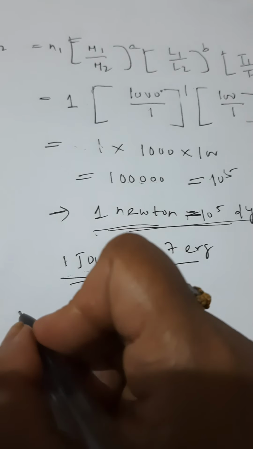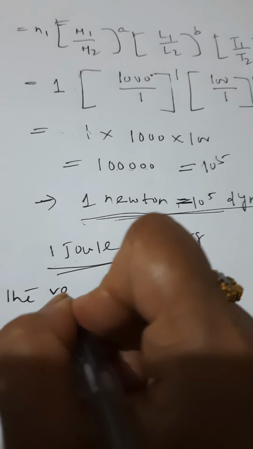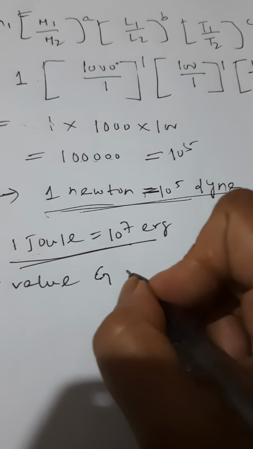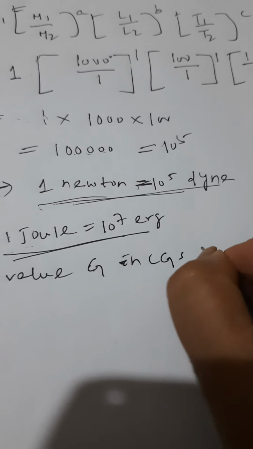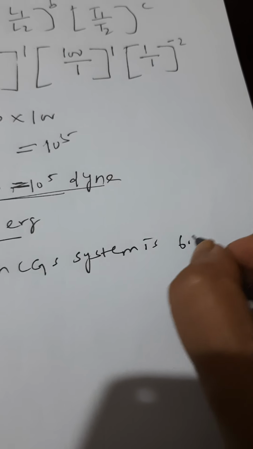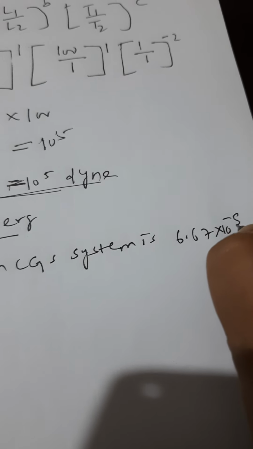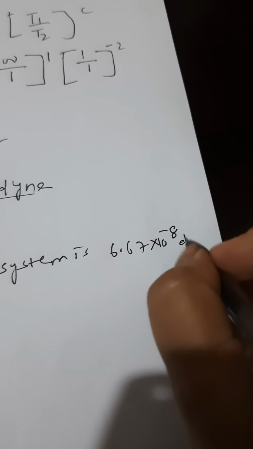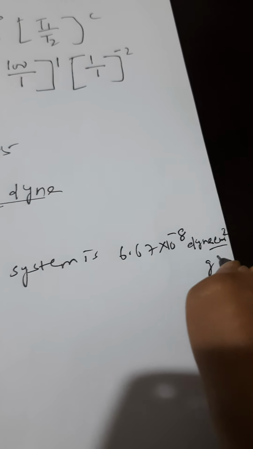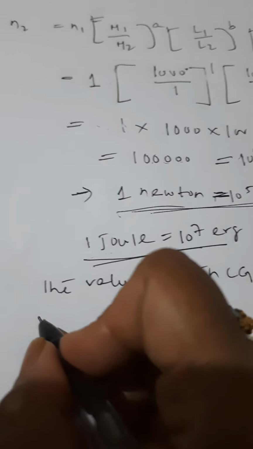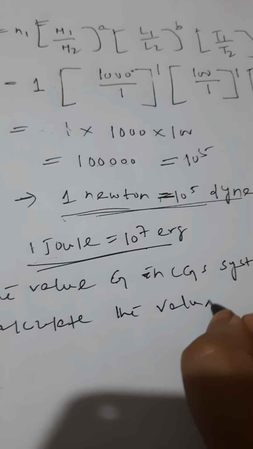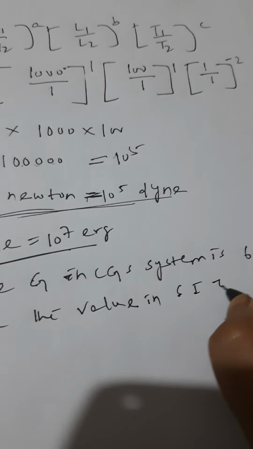So the question is like this: the value of universal gravitational constant capital G in CGS system is 6.67 into 10 to the power minus 8 dyne centimeter square by gram square. Calculate the value in SI units.